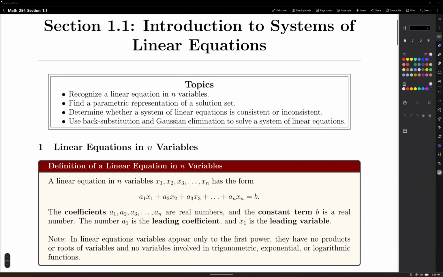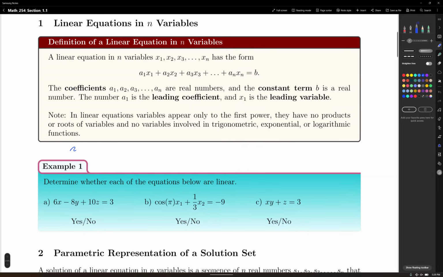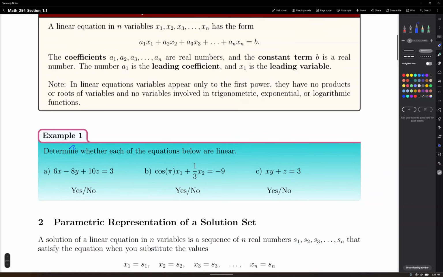So how do we distinguish a linear equation? All variables are raised to the first power. If you have something like an x squared, x cubed, a radical, a trig function, an exponent, that's no longer a linear equation. It has to be a numerical coefficient, and see how x1, x2, etc. are all raised to the invisible one power. So, first example, let's determine whether these equations are linear.